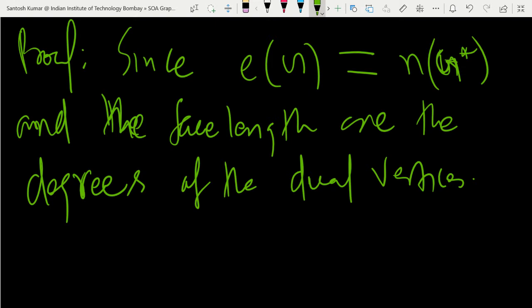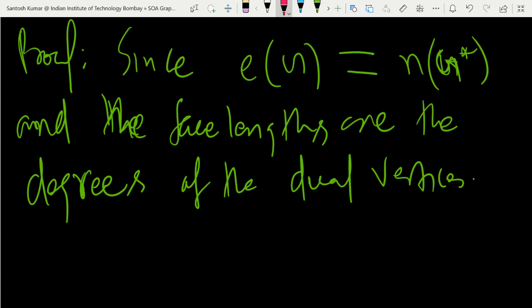Face length in graph G is the degree of the dual vertices, or the degrees of vertices in the dual graph, because faces in G are converted into vertices in G star. You know this. That's why face lengths are actually degrees of the dual vertices. And these two results will help you to prove this.